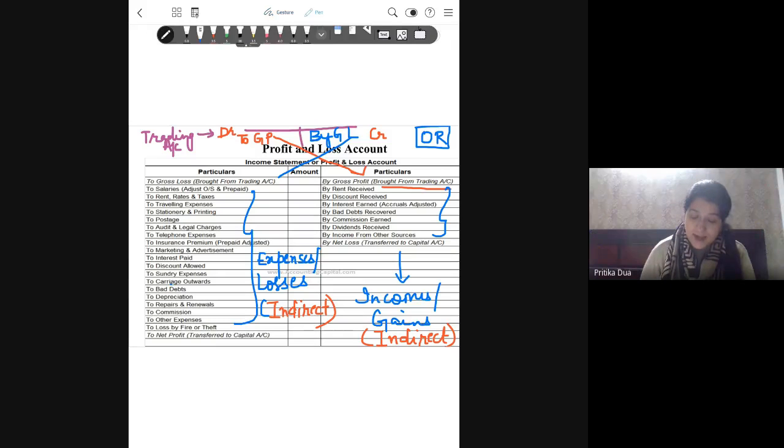Okay, next term is carriage outwards. I'll repeat this concept.